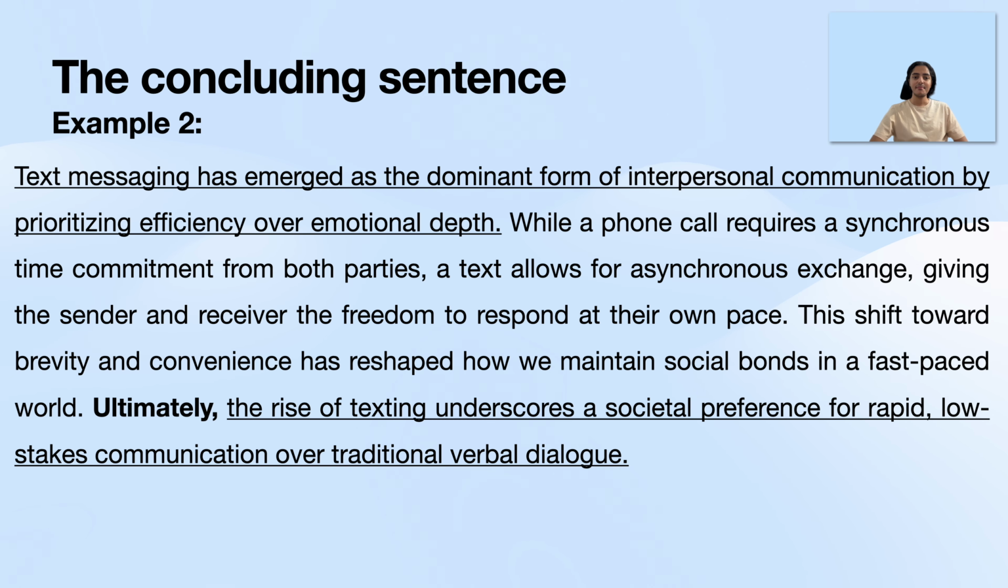Text messaging has emerged as a dominant form of interpersonal communication by prioritizing efficiency over emotional depth. While a phone call requires a synchronous time commitment from both parties, a text allows for asynchronous exchange, giving the sender and receiver the freedom to respond at their own pace. This shift toward brevity and convenience has reshaped how we maintain social bonds in a fast-paced world. Ultimately, the rise of texting underscores a societal preference for rapid, low-stake communication over traditional verbal dialogue.